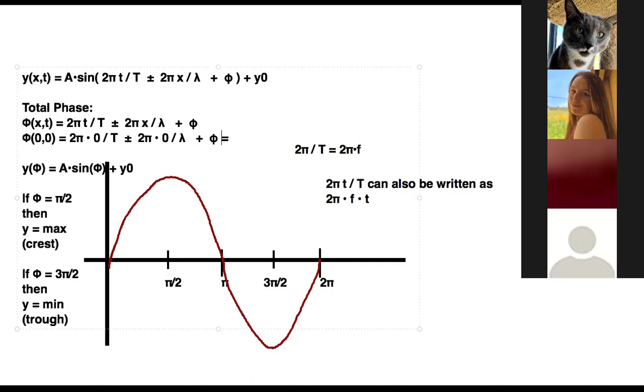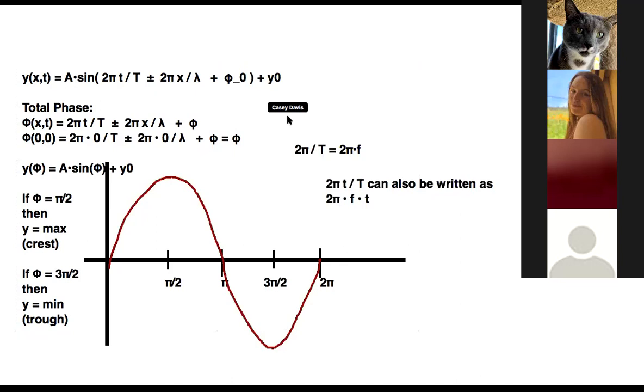Oh, the phase at 0, 0? Yeah, which is just little phi. So that lowercase phi ends up just being the value of total phase when position is 0 and time is 0. So sometimes that lowercase phi is written as phi sub 0, because it specifically does represent the total phase when the position and time are both 0.